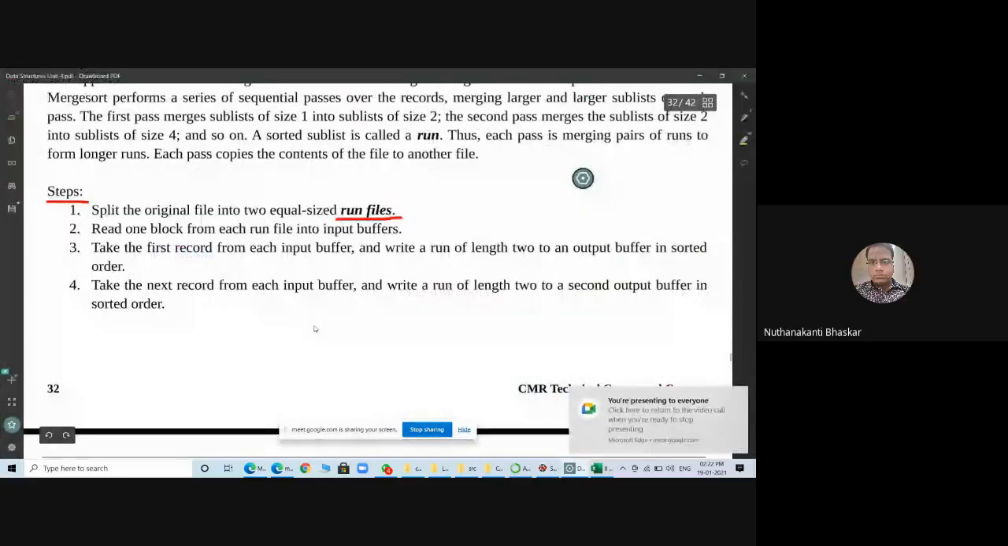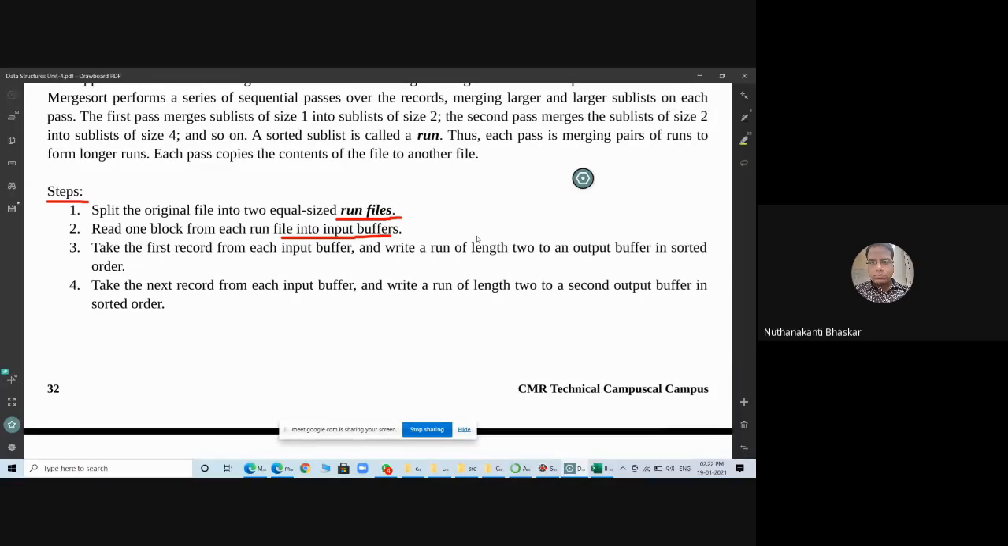Now, the next step is very simple. It will take very little time because it is very easy. You can understand mathematical things only. Second, read one block from each run file into the buffer. Yes, you have to read it because it is a big file. We cannot store it in the primary memory. That's why we have to divide the file into a number of blocks. One block you need to put into the buffer.